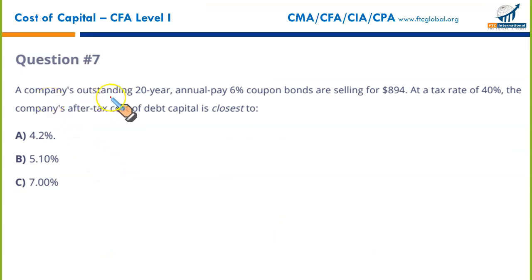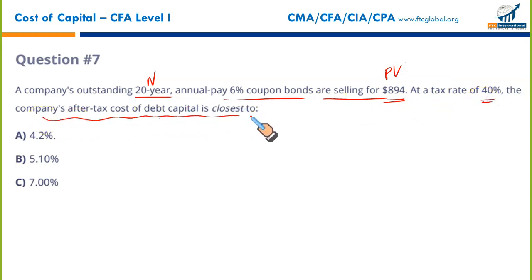A company's outstanding 20-year annual bond pays a 6% coupon. The 6% coupon bonds are selling for $894. This is the current market price, PV. At a tax rate of 40%, the company's after-tax cost of debt is closest to... We need to calculate the yield after tax. How do we do it?